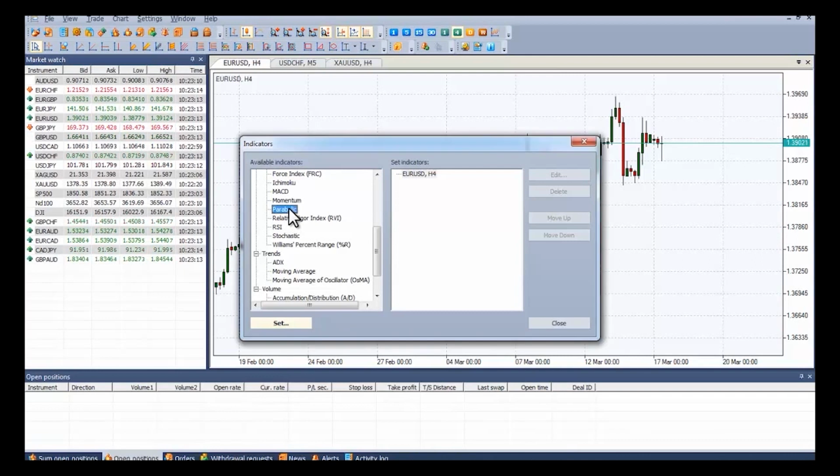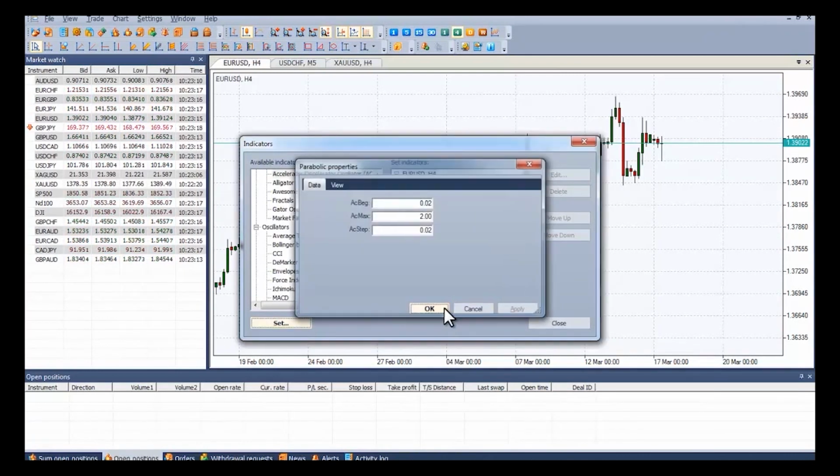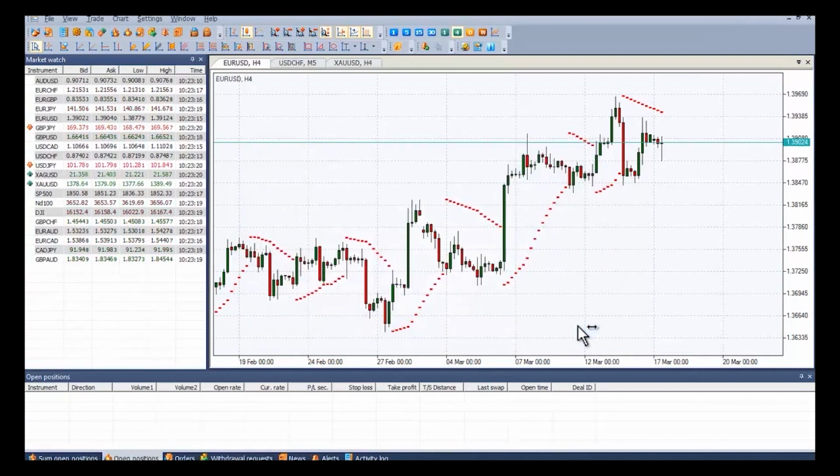Next, we have the Parabolic Indicator. Select it from the list, click Set, and there we go. This is another indicator developed by Welles Wilder, and this indicator is below prices when prices are rising and above prices when prices are falling.